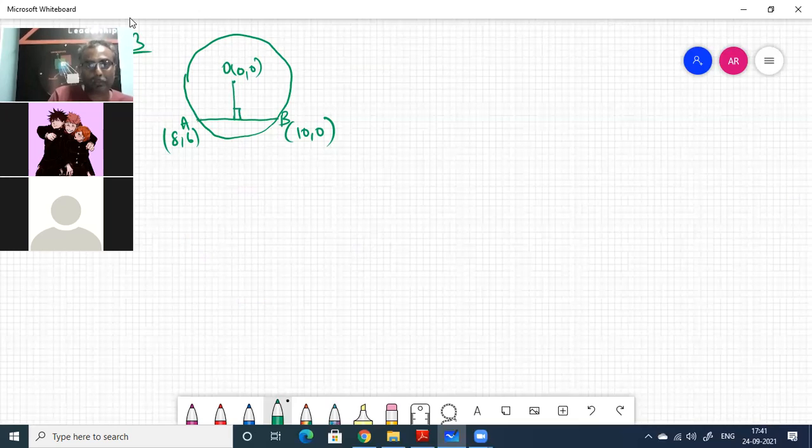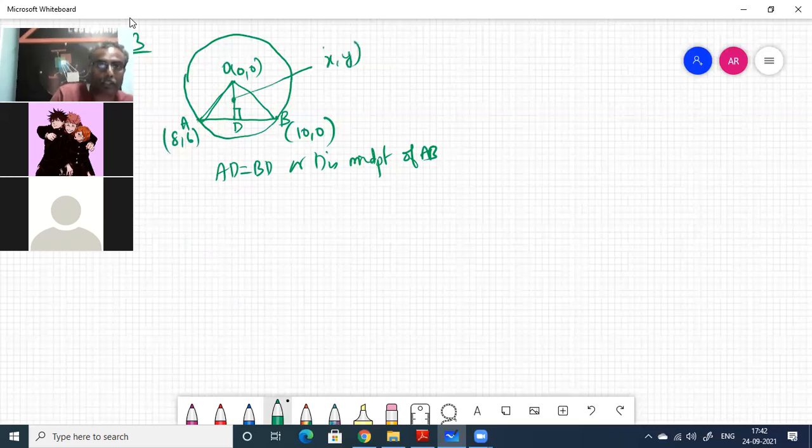Now we know from geometry that the perpendicular from the center will bisect the chord. So these two will be the same. That means AD is equal to BD, or D is the midpoint of AB. Okay. What is it asking? Find the coordinates of the midpoint of OD. Let us name it E of x comma y. OD midpoint.